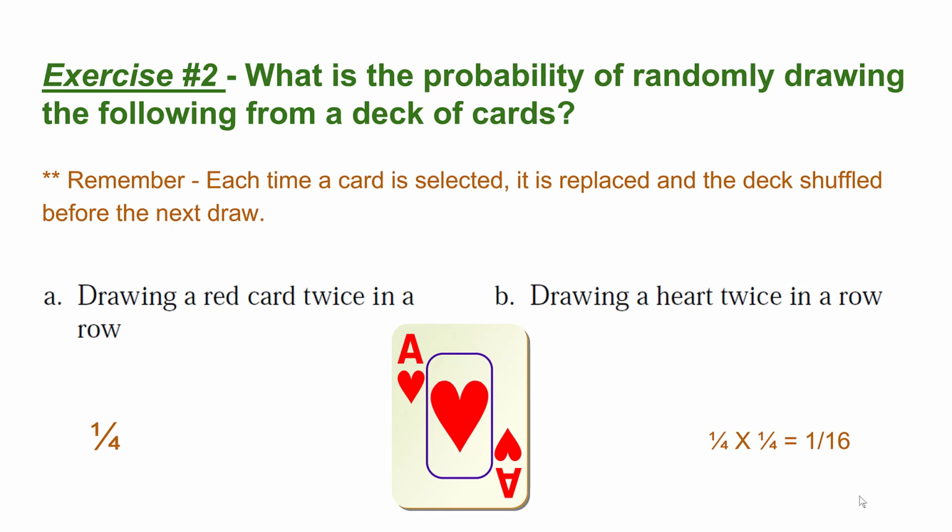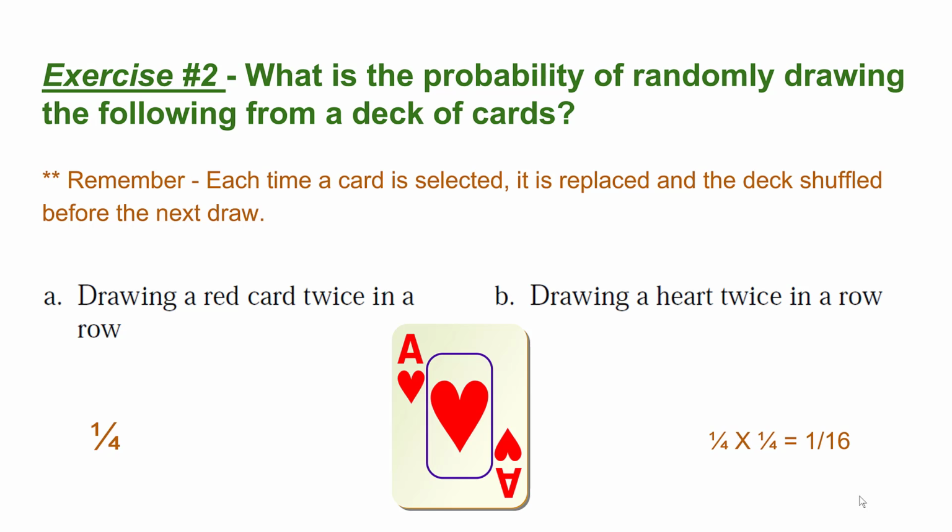Exercise number 2. What is the probability of randomly drawing the following from a deck of cards? Remember, each time a card is selected, it is replaced and the deck shuffled before the next draw. So it's independent, it's not dependent, you're putting back the card. Drawing a red card twice in a row. First of all, there's 1/2 and 1/2. The answer is going to equal 1/2 times 1/2 is 1/4. It's a 1 out of 4 chance you will draw 2 red cards.